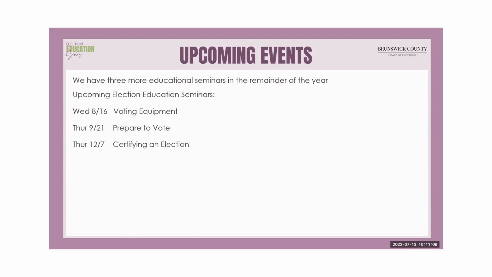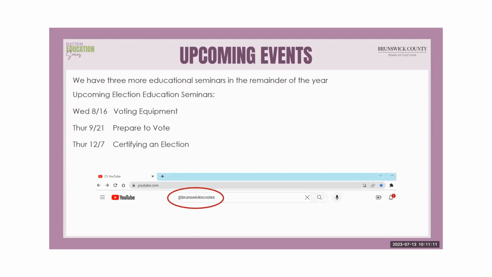Now, if you missed our first three seminars, you can find the recordings on our YouTube channel at Brunswick NC Votes. Our first seminar was an overview of voting in North Carolina. Our second seminar was on voter registration, and our third seminar was on accessible voting in Brunswick County and North Carolina.